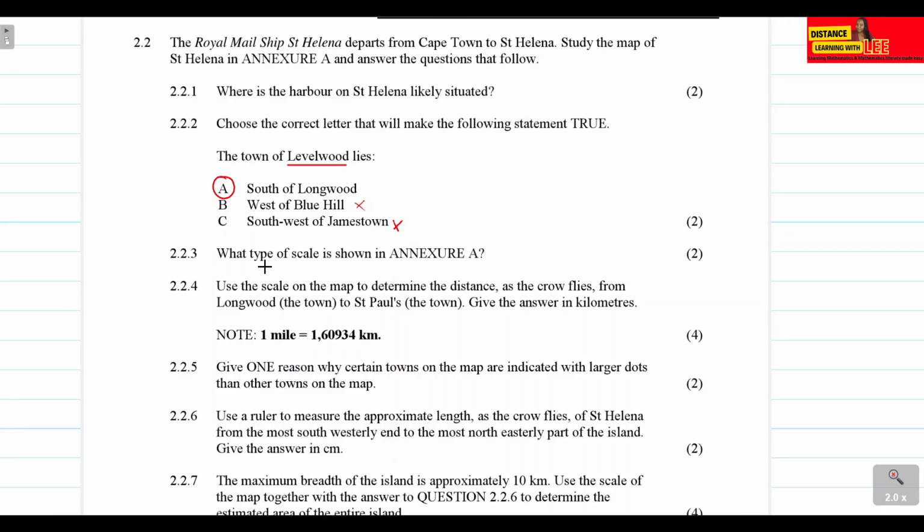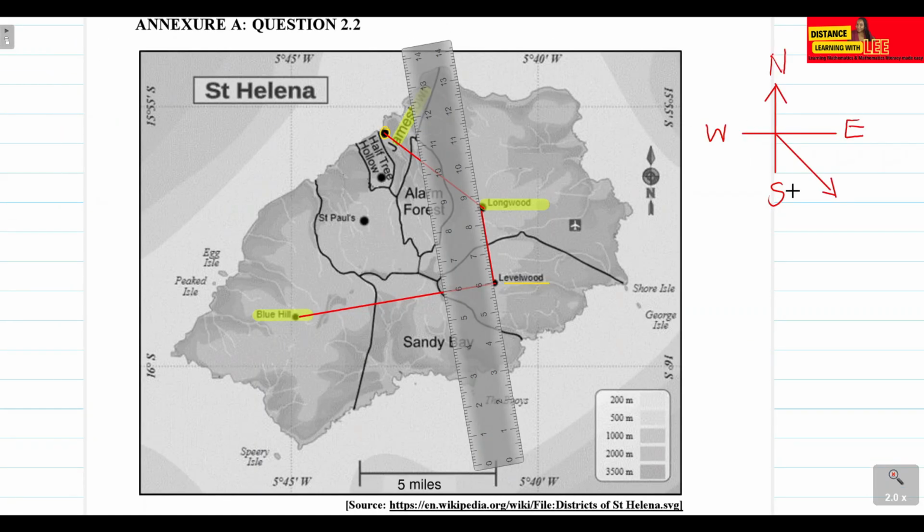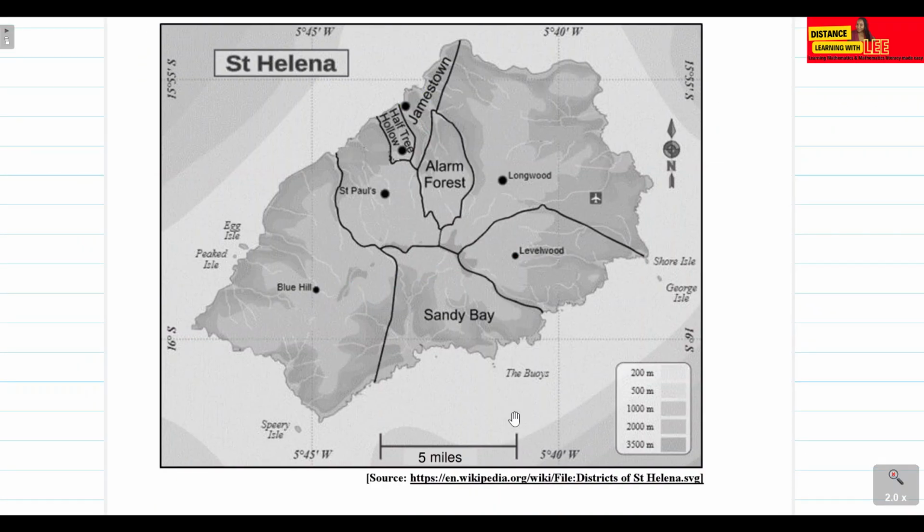Question 2.2.3. What type of scale is shown in annexure A, right? So when we basically have a look at annexure A, what do we see? When it comes to the scales, the scale that is actually given to us here, we can see at the bottom we are given a scale. Okay, this scale basically tells us that if you were to measure this distance from here to here and you got that to be maybe 4 centimeters, right? That basically tells you that 4 centimeters on this page would mean 5 miles in real life.